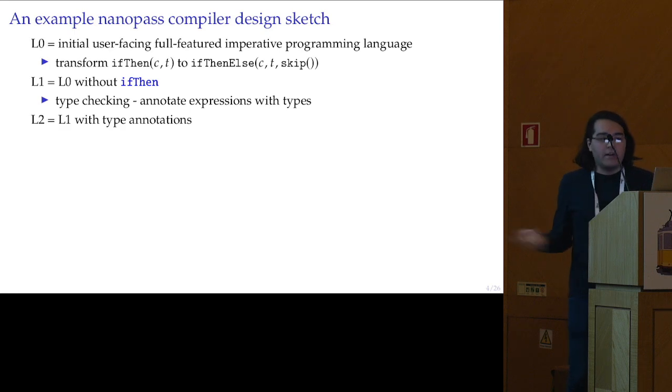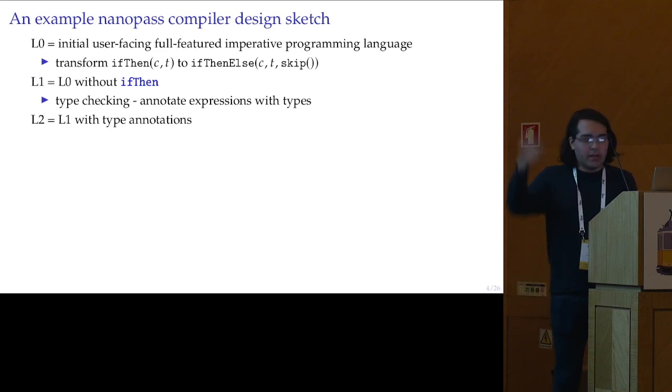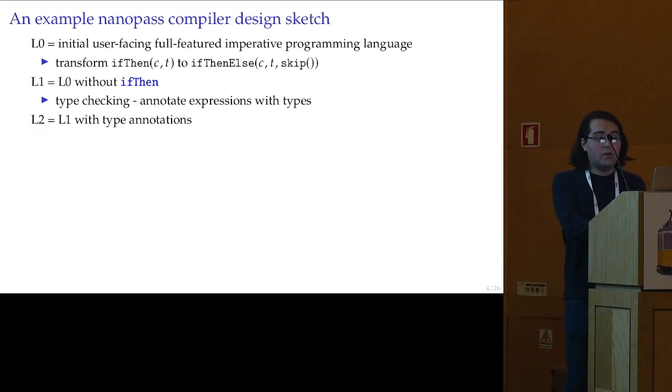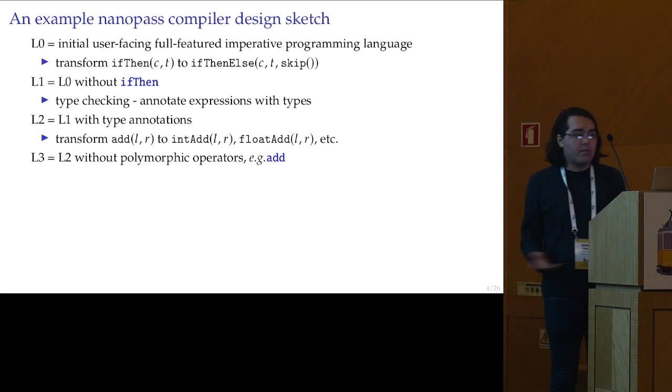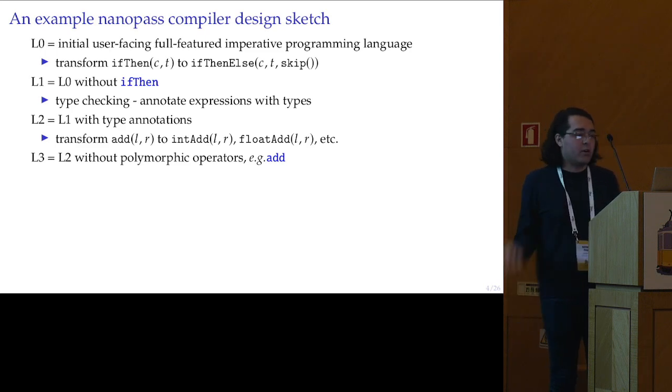We might then define the next language, L2, where the difference between L1 and L2 is that types are fully explicit in L2. Every expression has a type attached to it. And we could, again, have a pass there that does that. We could then have a language L3 in which all the polymorphic operators have been transformed into monomorphic ones. So where before you had a polymorphic addition production, afterwards you'll have int add, float add, complex add, whatever other addition productions you might have.